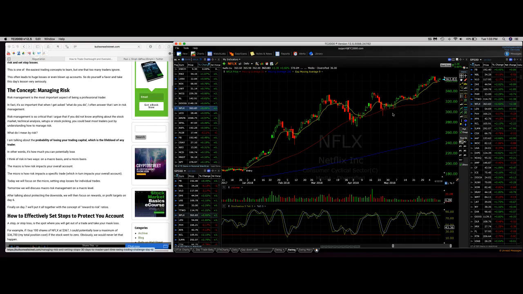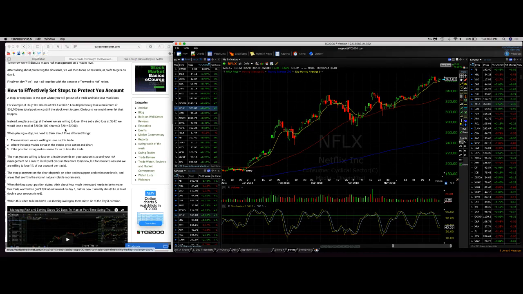Again, you need to think about the natural volatility of the stock. And here I listed 3 different things. The maximum you are willing to lose, which for us, if we're using that $100,000 account, is $1,000. Where does the stop make sense in the chart? Does my position sizing make sense on a macro level? Will I make enough money on the trade?